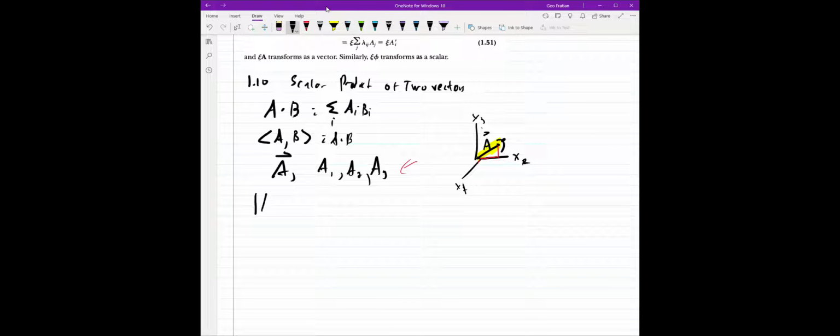So if I want to find the length, I just write the magnitude of it. Well, that's equal to, we have a nice little equation, the Pythagorean theorem: A1 squared plus A2 squared plus A3 squared, and that'll give us the value. That's defined as the length of A.